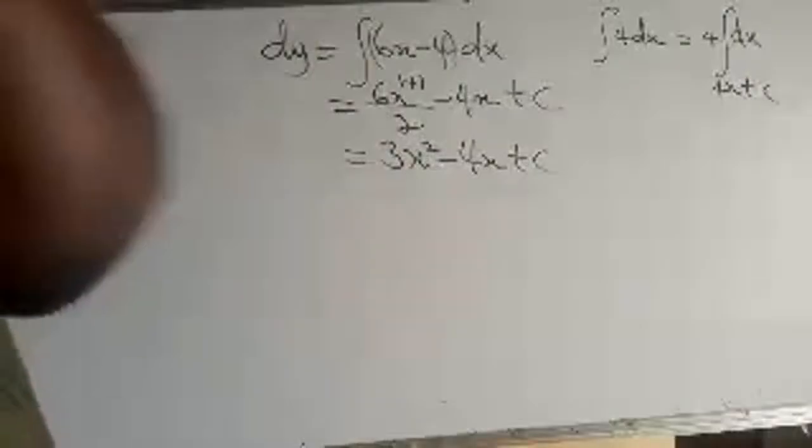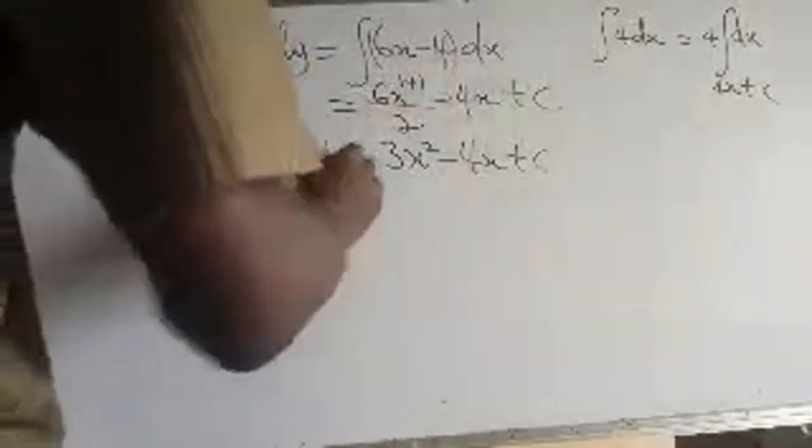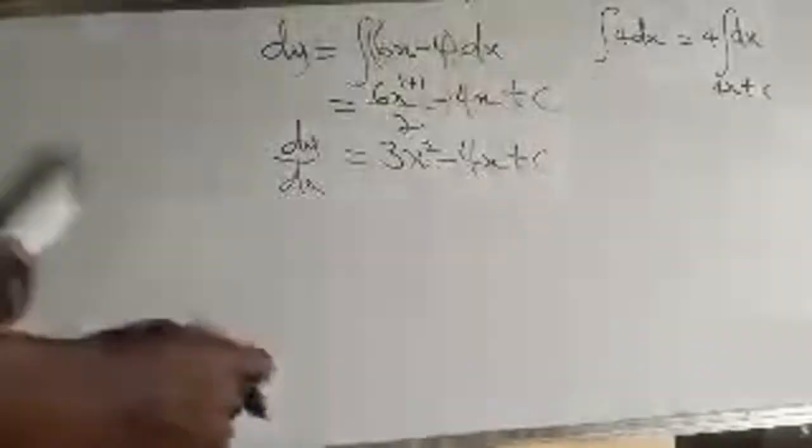Don't forget, that's our dy dx. Because we multiplied by dx before, if I bring it down, it will change. You understand? Ordinarily, I could have just written dy dx equals the integral of 6x minus 4. So by the time I integrate this, I will have 6x raised to power 2 all over 2, minus 4x plus c. Yes, this is standard. I could have done it that way, but this is another way of doing it.